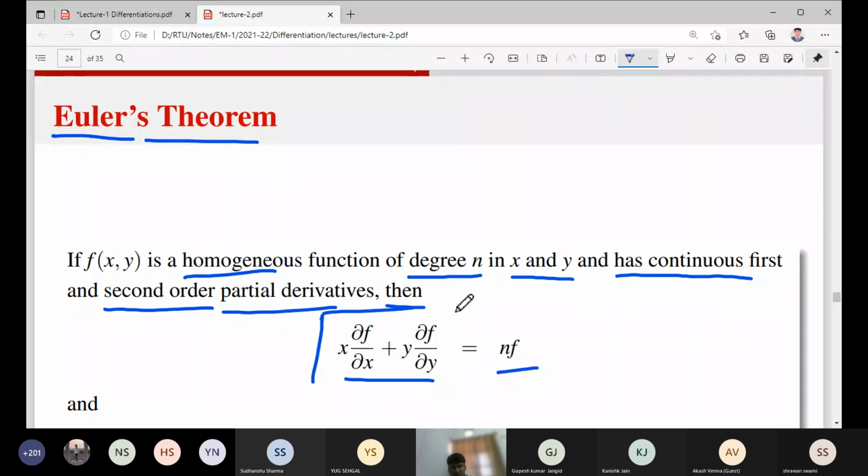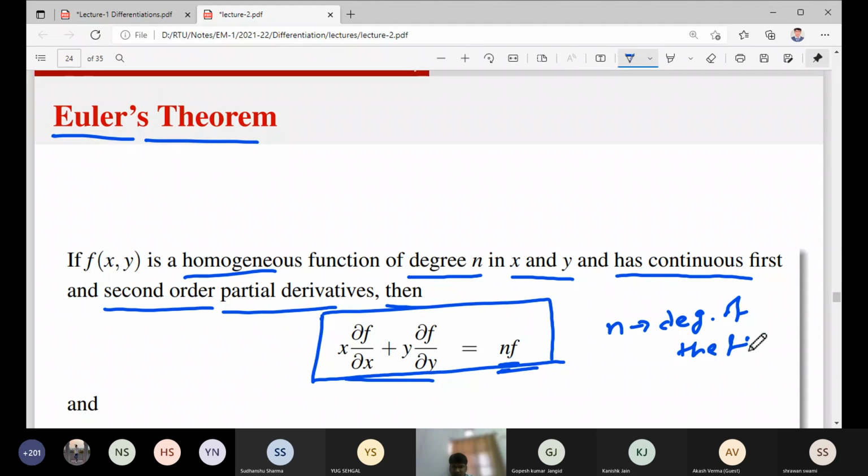So keep this thing in mind. If your given function is a homogeneous function of degree n in the variables x and y, and suppose your partial derivatives are continuous, then the value of the left hand side x times del f upon del of x plus y times del f upon del y equals nf, where n is the degree of the given function. Whatever your function is, its degree is denoted by n.